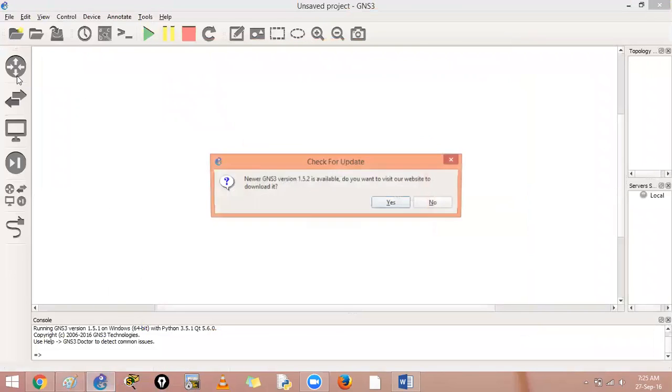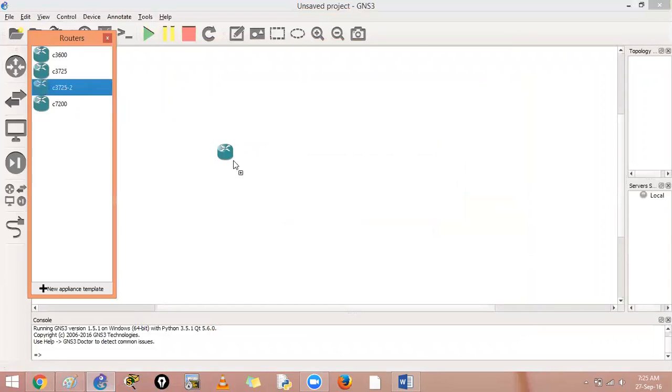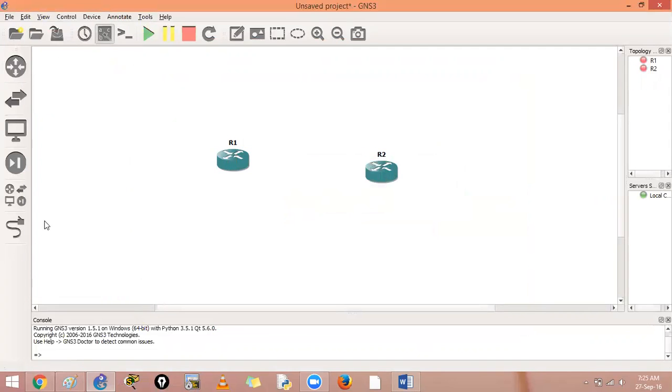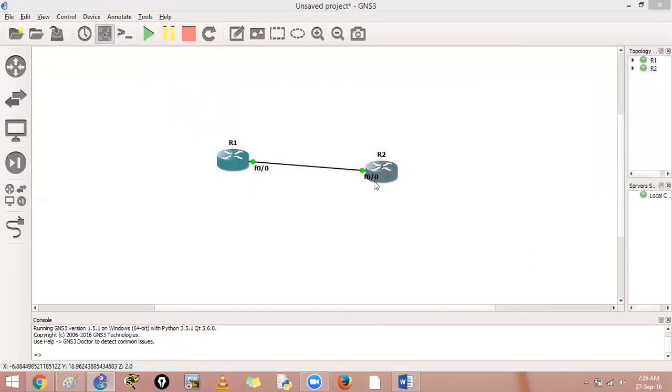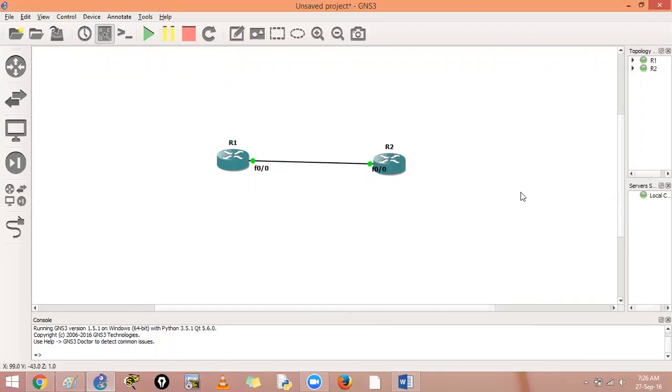Let us start, and let us see what the behavior of this is. The routers are booting up. Let the routers come up.